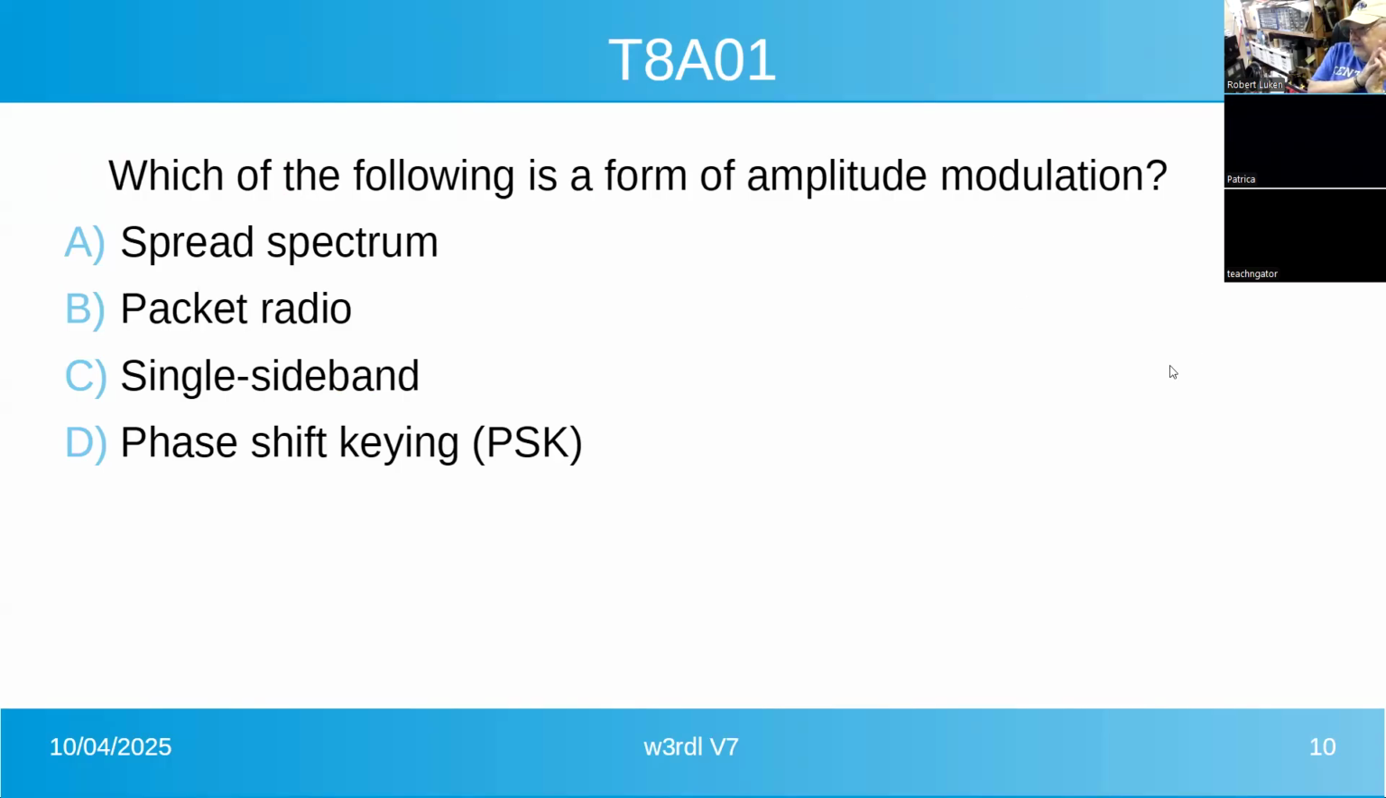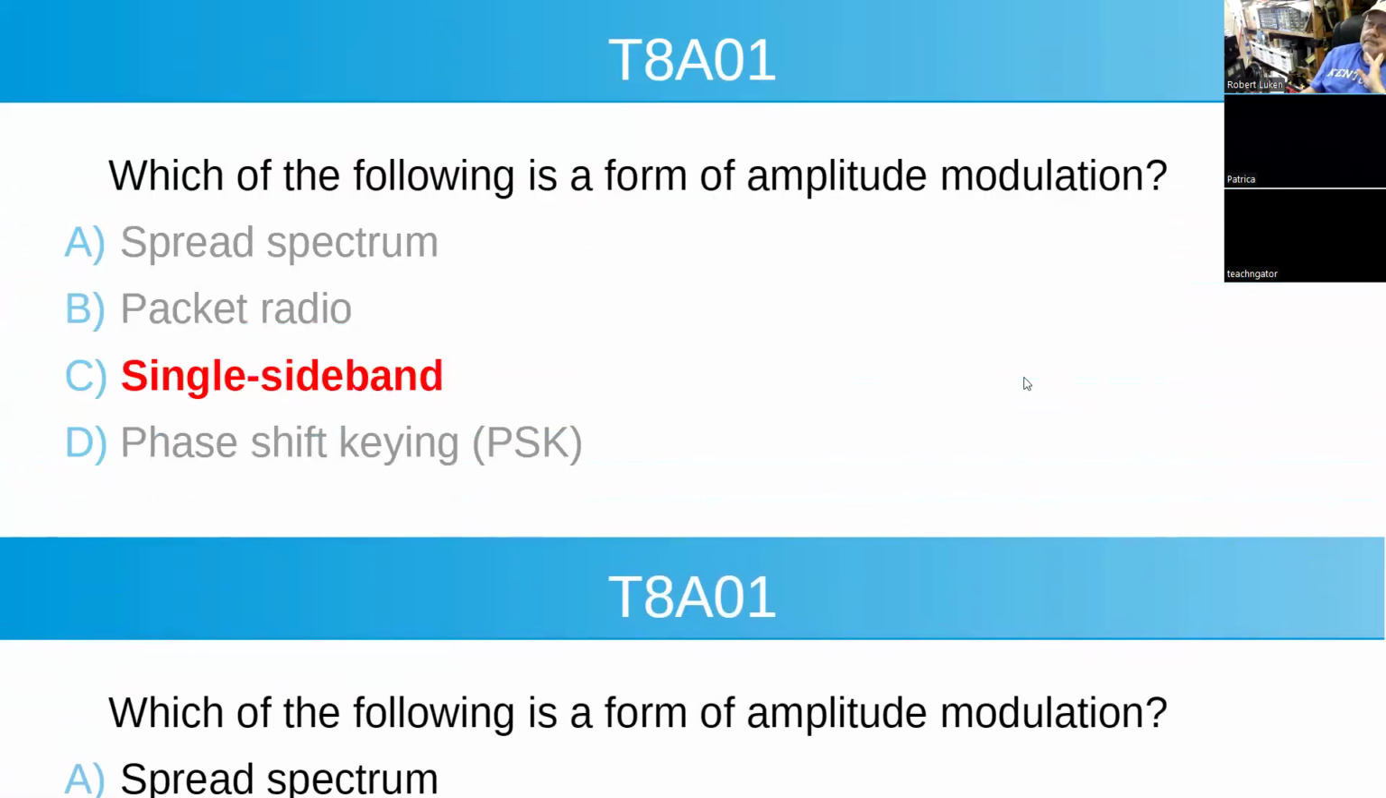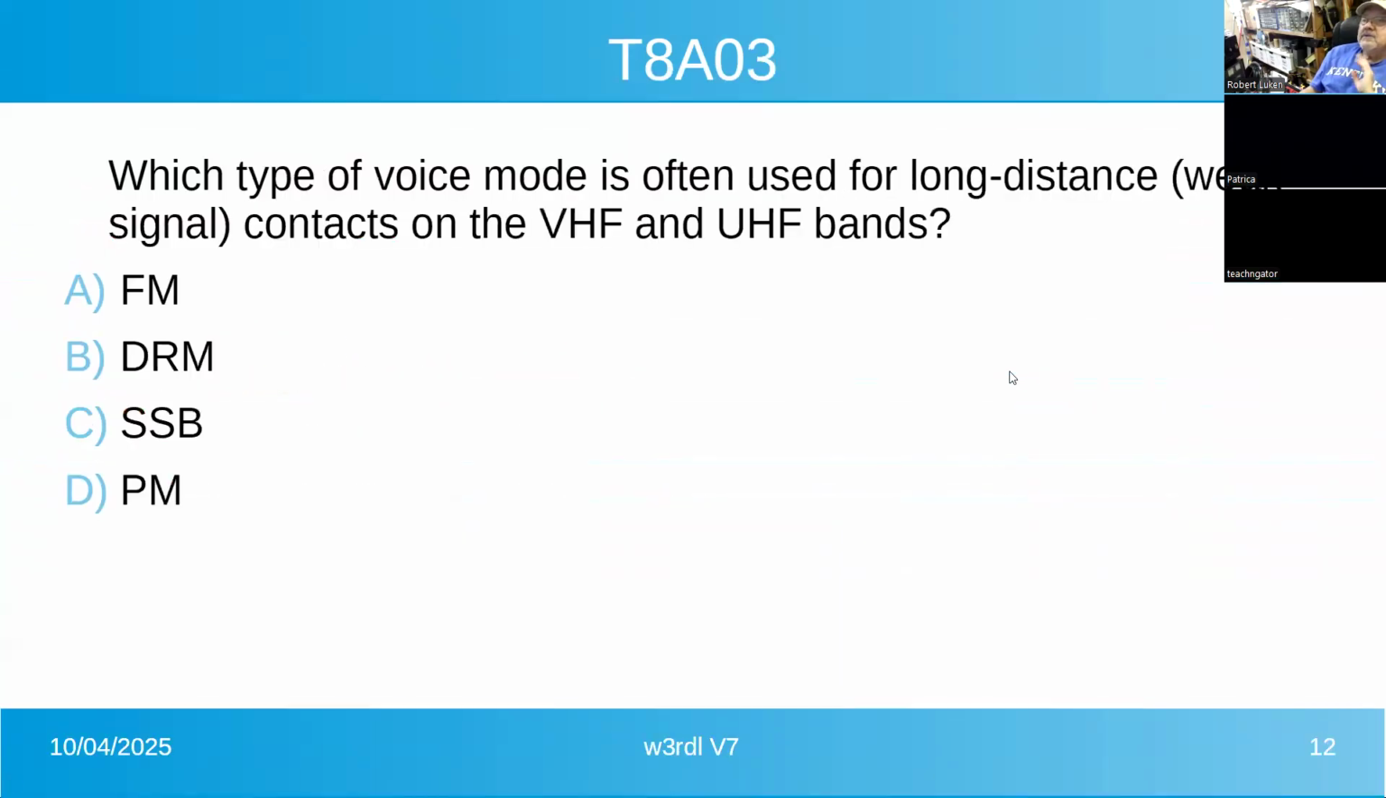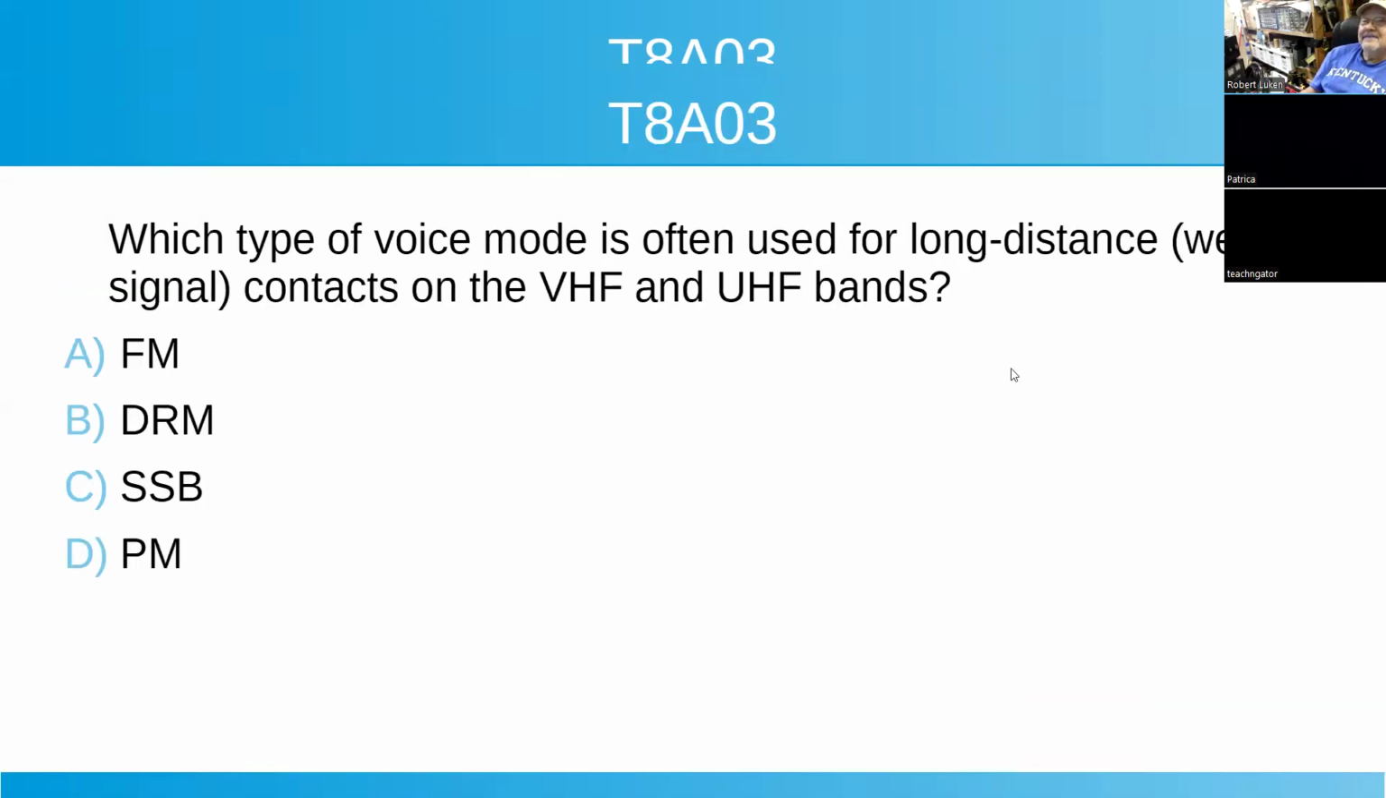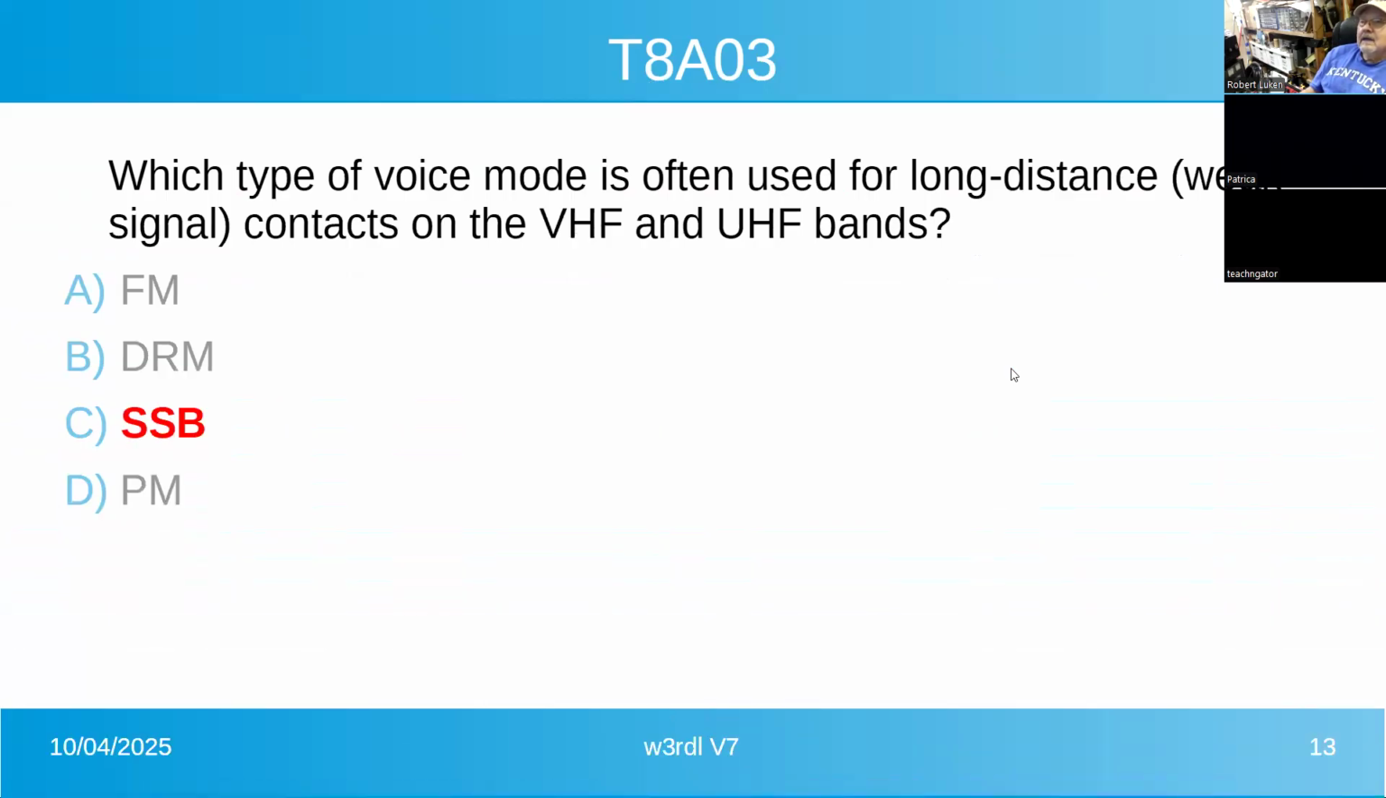So which of the following is a form of amplitude modulation? Charlie. Yep. Which type of voice mode is often used for long distance weak signal contacts on VHF and UHF bands? Charlie. It's not just limited to VHF and UHF, by the way. I think they just throw those in there to confuse you.